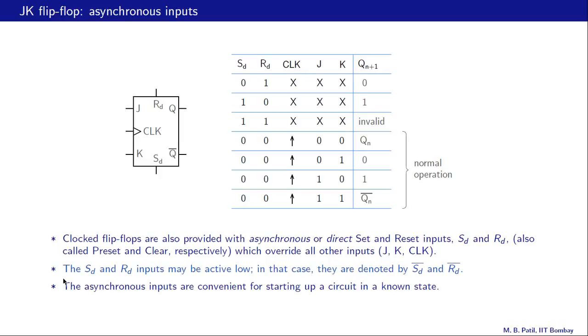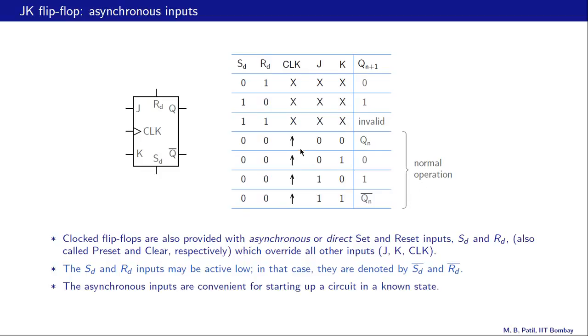Alright, the SD and RD inputs may be active low. In that case they are denoted by SD bar and RD bar. The asynchronous inputs are convenient for starting up a circuit in a known state. So that is why they are provided. Also, as we will find out later, these inputs can be used for making up some of the counter circuits. Alright, let us look at how these SD and RD inputs work. When SD and RD are both 0, these four entries here, that corresponds to the normal operation of the flip-flop.